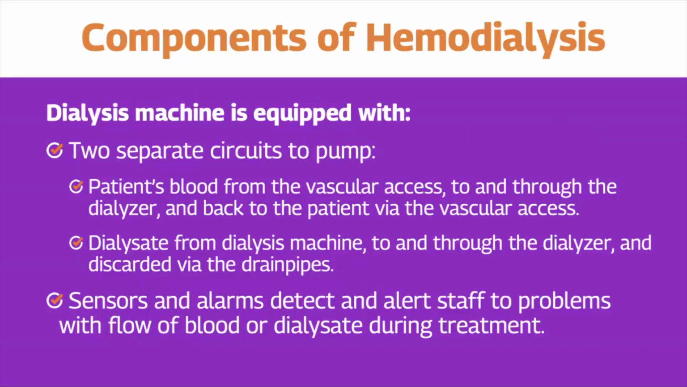The dialysis machine is equipped with two separate circuits to pump. We have the blood pump that pumps the blood from the patient's vascular access through the dialyzer and then back to the patient via the vascular access. Then we have the dialysate that is mixed in the dialysis machine. It goes through the dialyzer and is discarded through the drain pipes. There are sensors and alarms in our machines to detect and alert staff to problems with the flow of blood or the dialysate during the treatment.